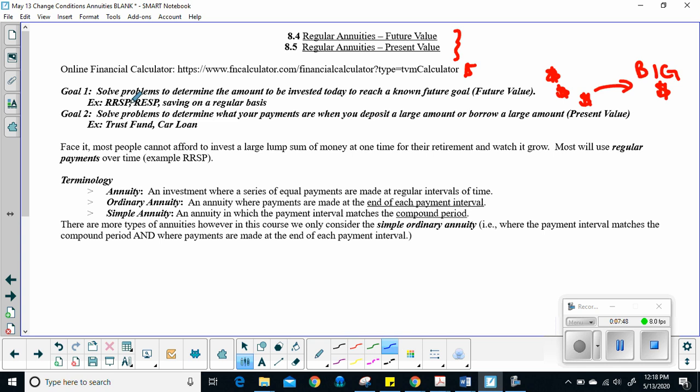And then my present value version is where I have a big chunk of money now. So this is where you borrow or you deposit a bunch. And then over time, you get out money. Or over time, you're paying off the money. Okay, so this is like a trust fund, or like a car loan.